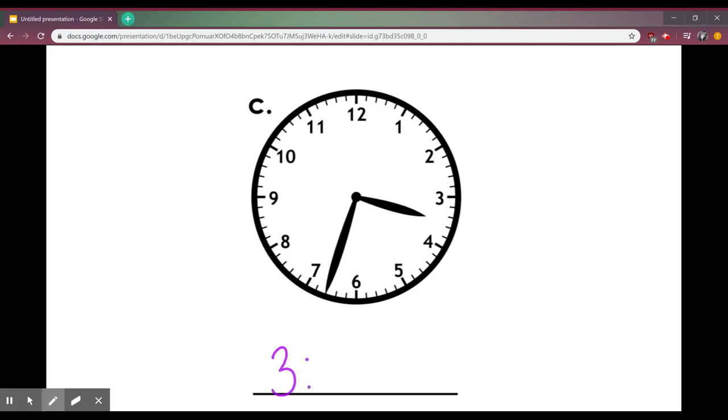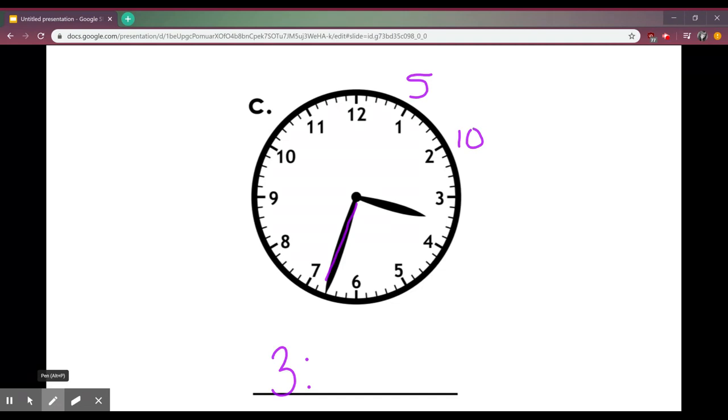Now the minute hand is this long one right here. To figure out the minute hand, there's a couple things you can do. You could count each of these ticks as one, which would take you a few minutes. Or you can know that you can count by 5s at each of the big numbers right here until you get really close to your minute hand, and then you can start counting by 1s.